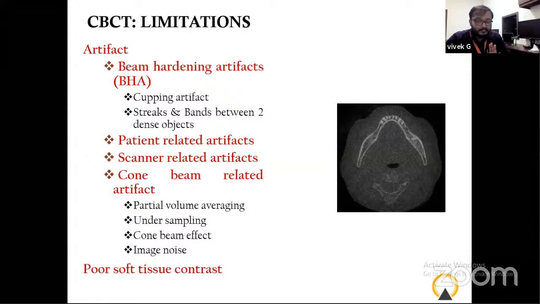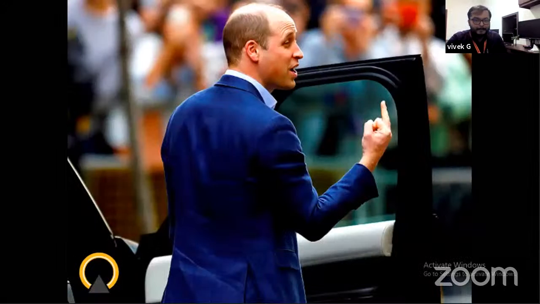Poor soft tissue contrast. So if we need to go in for soft tissue scanning, and if you need to go in for articular disc pathology, as in the case of TMJ, it's always better to go for an MRI and not to go for CT or CBCT.